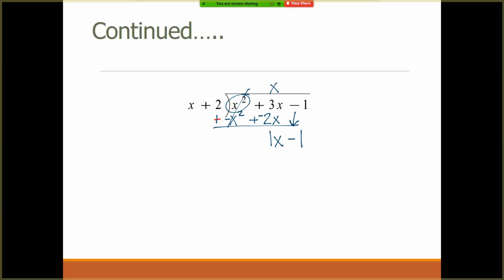Then we're going to repeat the process, but now our first term is this here. So what do I have to multiply x by to get x? Positive 1. So now I'm going to take the 1 and multiply it by both terms sitting out front. When I do that, I'm going to get x plus 2. And again, that's subtraction, so I'm going to change the signs on both of them.